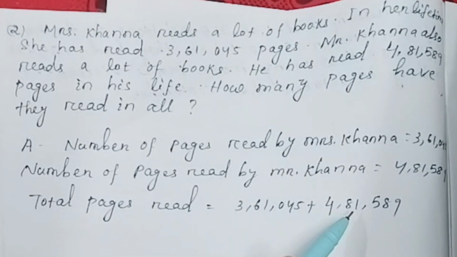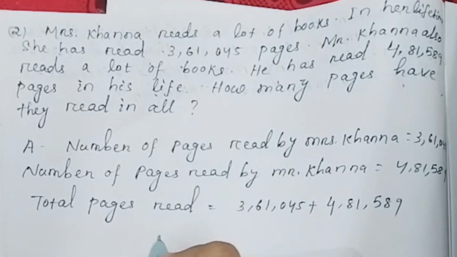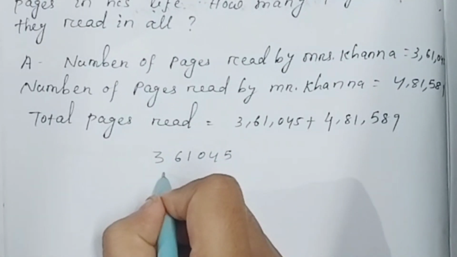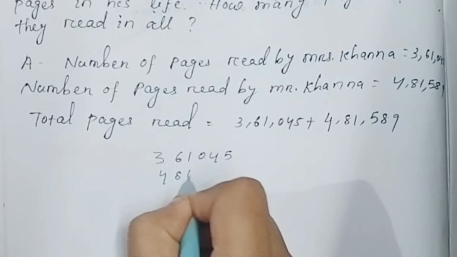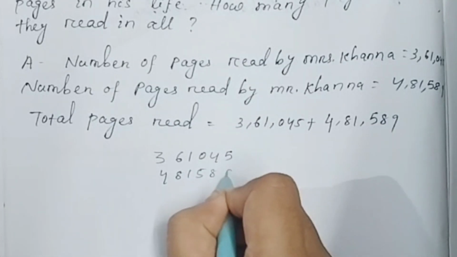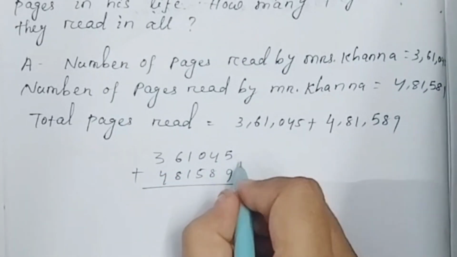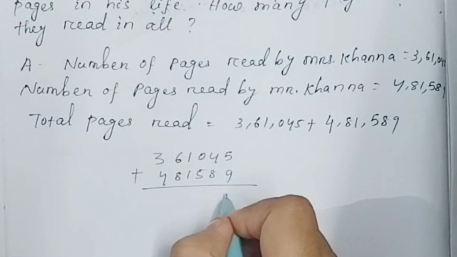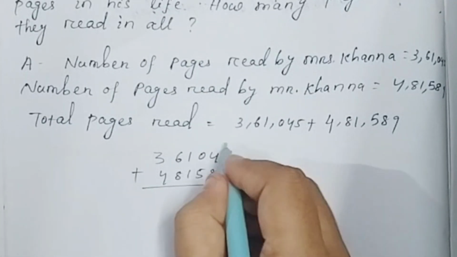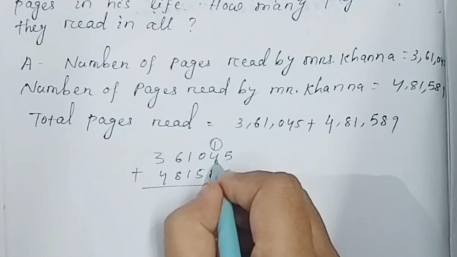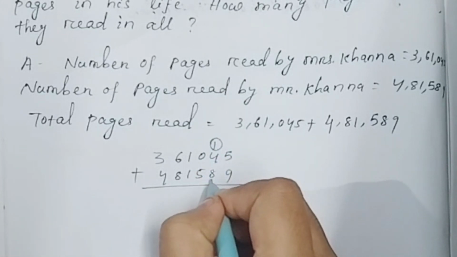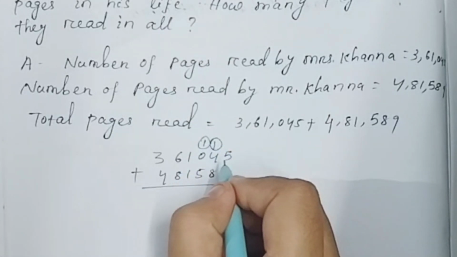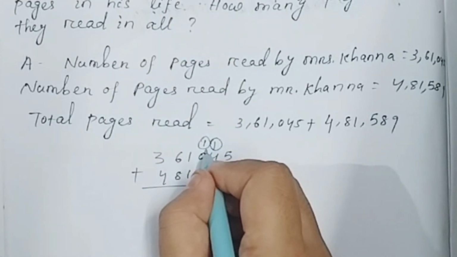3,61,045 plus 4,81,589. Let's add it. And you know that addition starts from which place? Ones place. Very good. It's ones place. Next, let's add with me. So in ones place there is 5 plus 9, 14. 4 is in ones place. Carry 1 to the tens place. Here 4 plus 1, 5. 5 plus 8, 13. 3 is in tens place. Carry 1 to the hundreds place. Here 0 plus 1, 1.